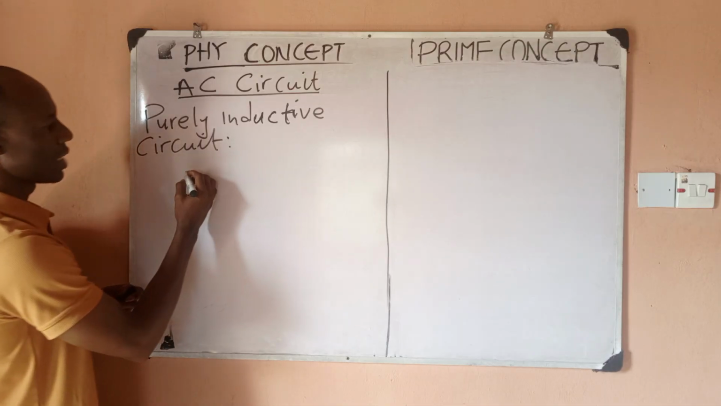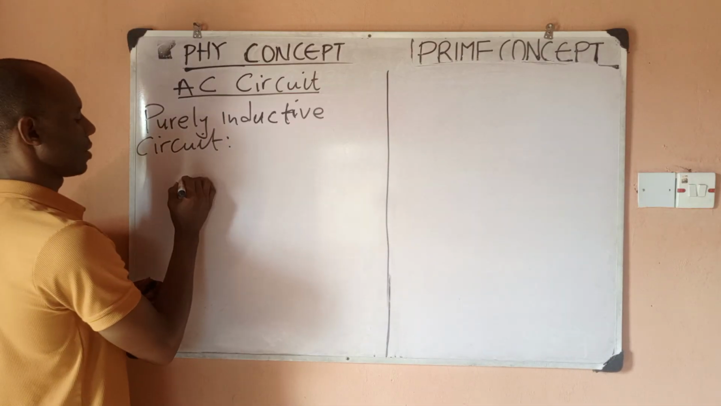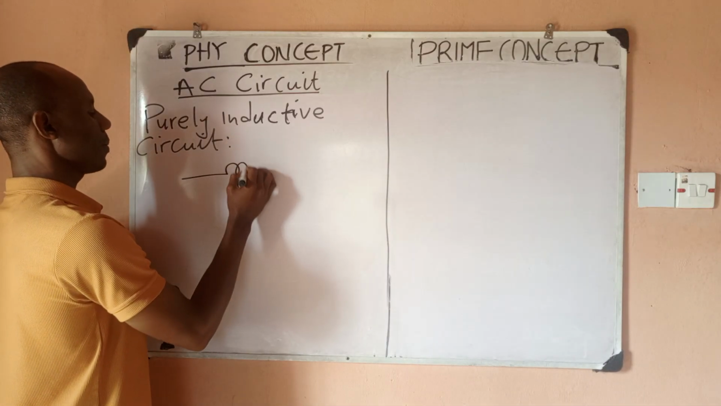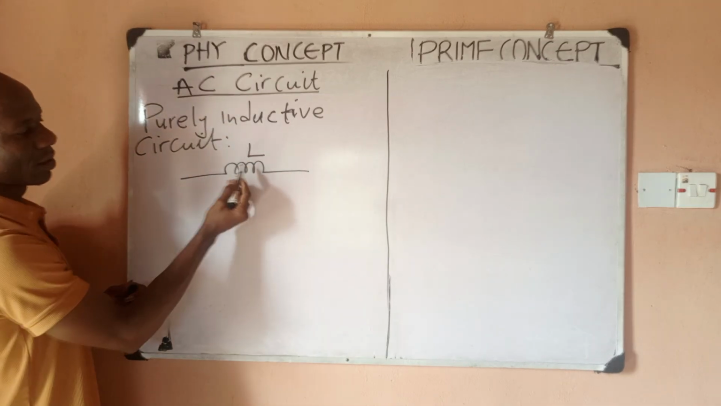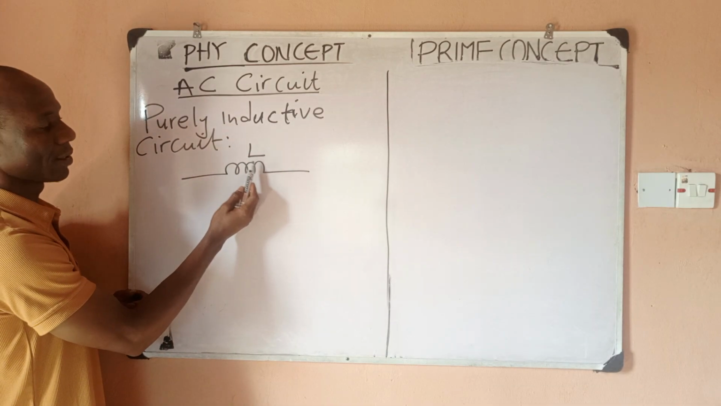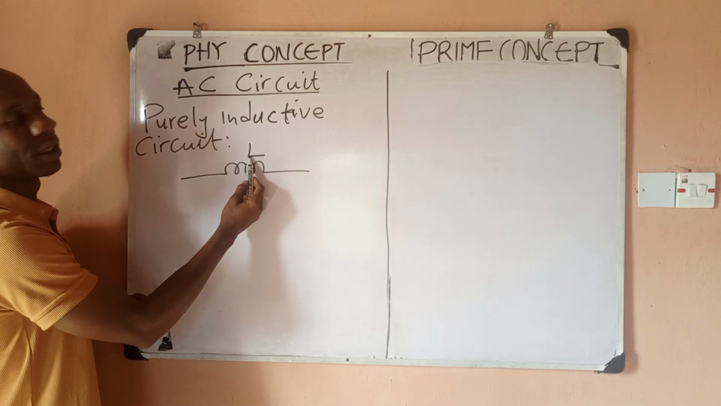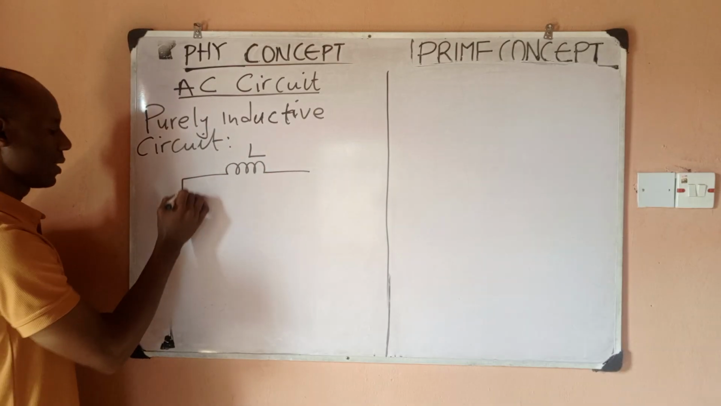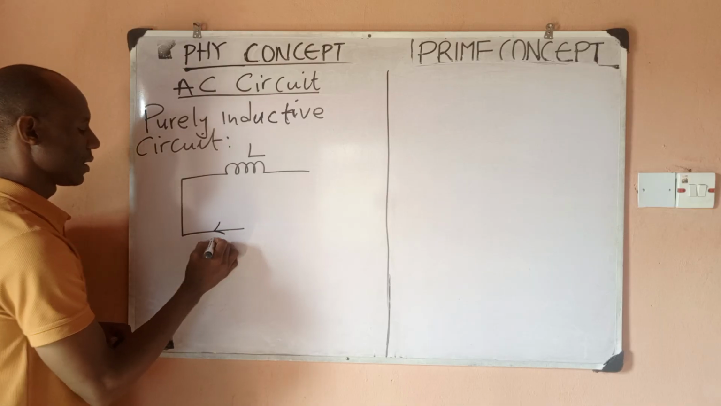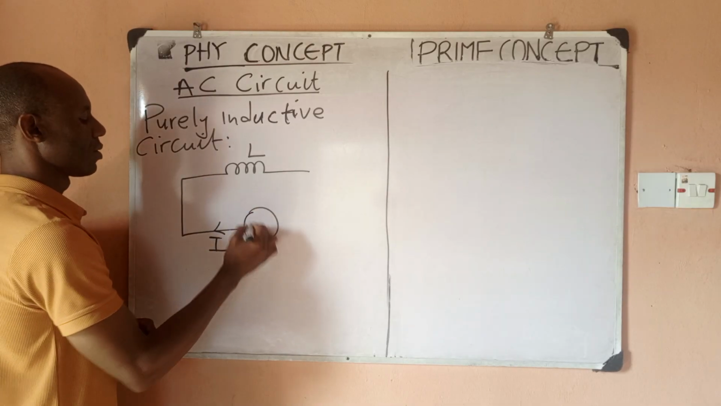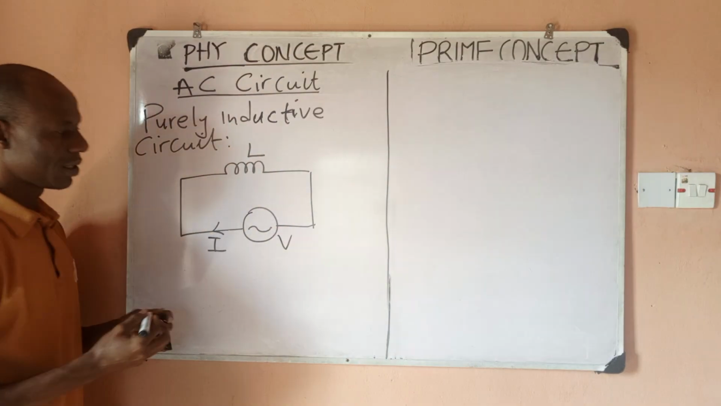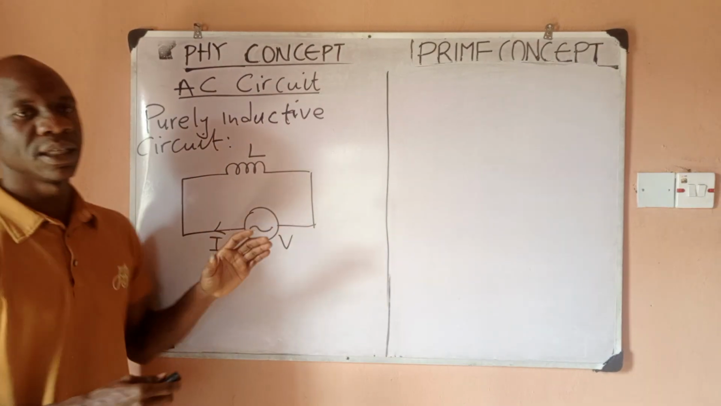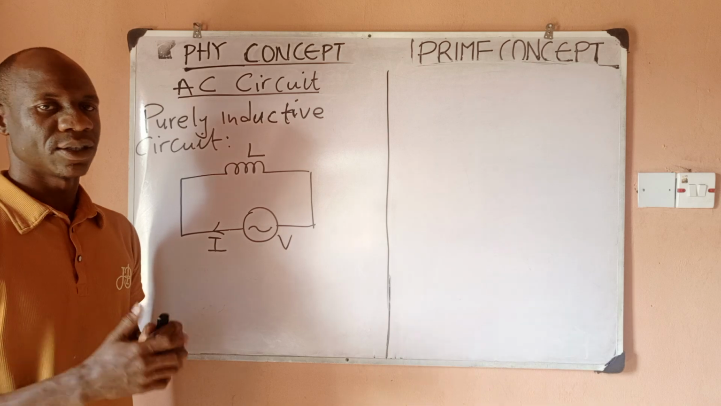So we can denote that circuit with this circuit diagram. You should take note that the symbol for the inductance of an inductor is capital letter L. And then this is the current I through the circuit. This is the AC voltage source, and the voltage is given as this. So these are purely inductive circuits, right?